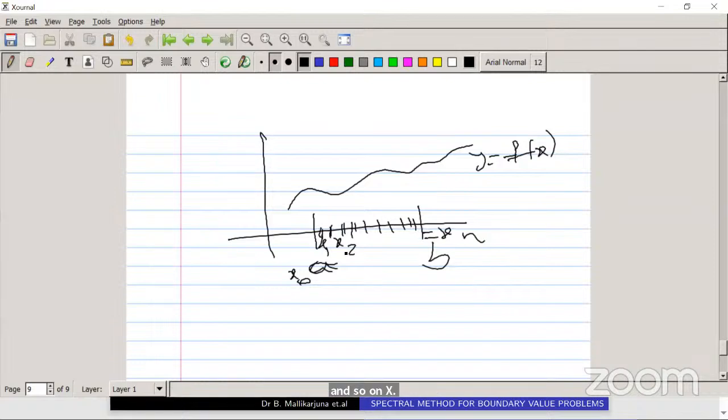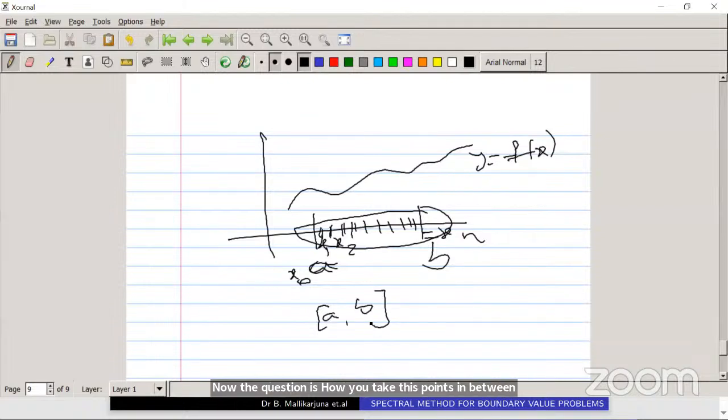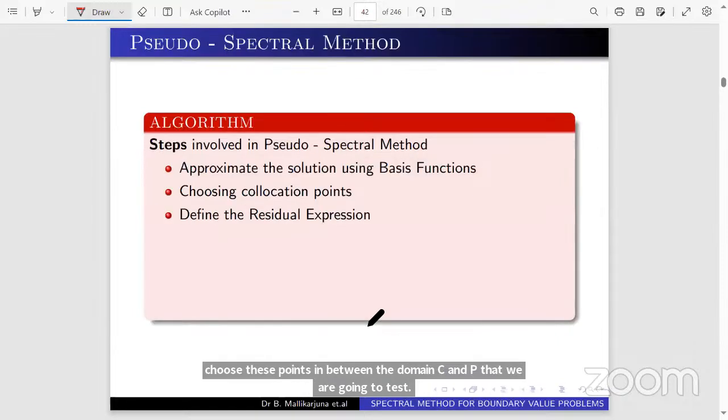Now the question is how you take these points in between the interval a, b. Equispaced points or unequispaced points, or any other choice to choose these points in between the domains A and B. That we are going to discuss. But there are many ways how you take it up.